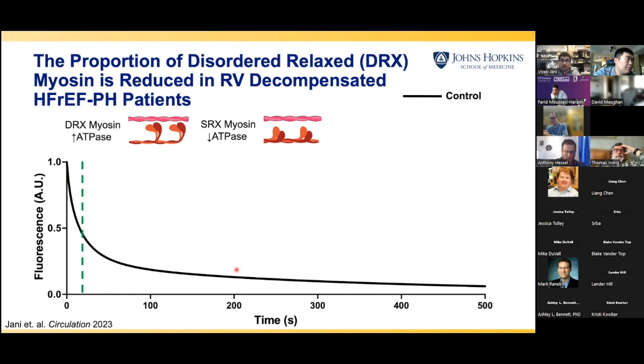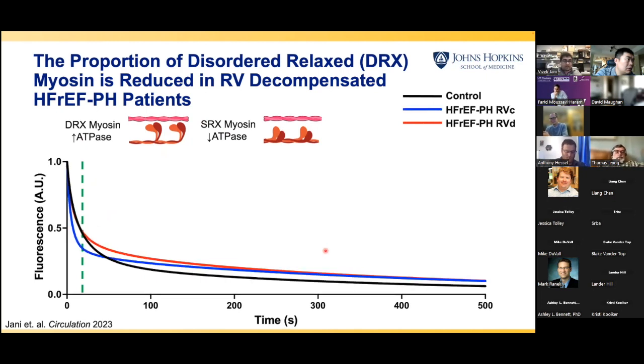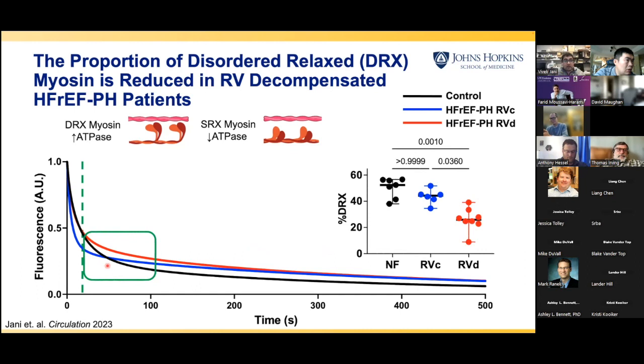And when we look at the myocytes from RV decompensated patients, we see that the ATPase activity is significantly slower. That's shown here in red from about 20 or 30 myocytes from all these patients. Moreover, when we look at the blue RV compensated patients, we see that it seems to have some altered kinetics in this fast phase right here. And when we quantify the amount of DRX myosin in these three groups, we see that it's not significantly different between the RV compensated and non-failing controls, but the RV decompensated patients have reduced DRX myosin.